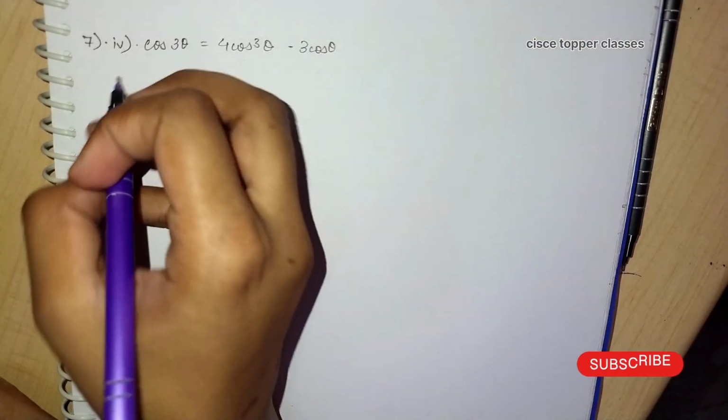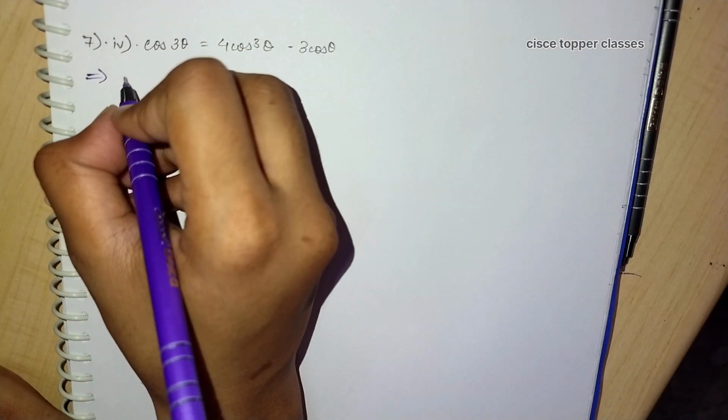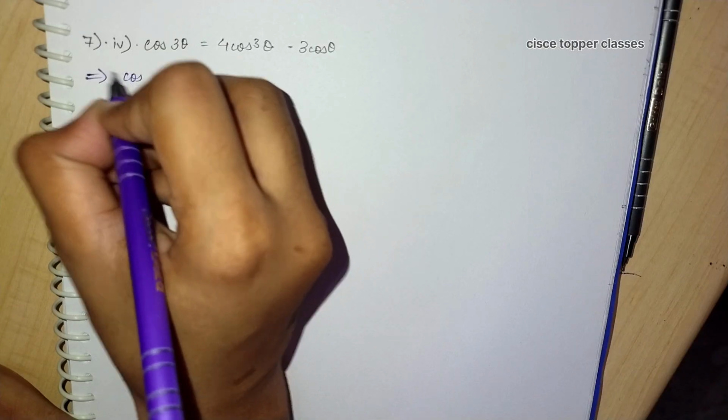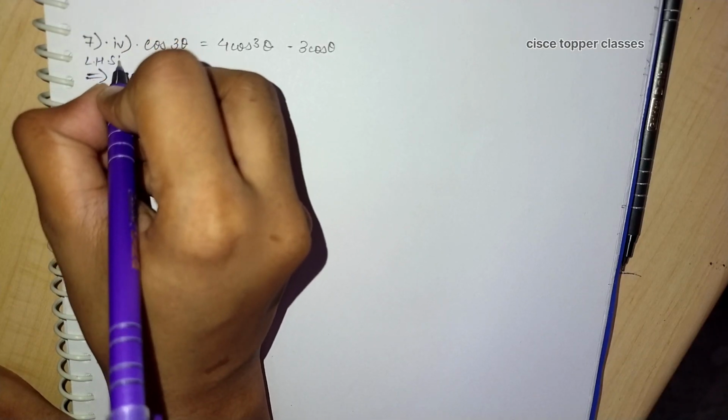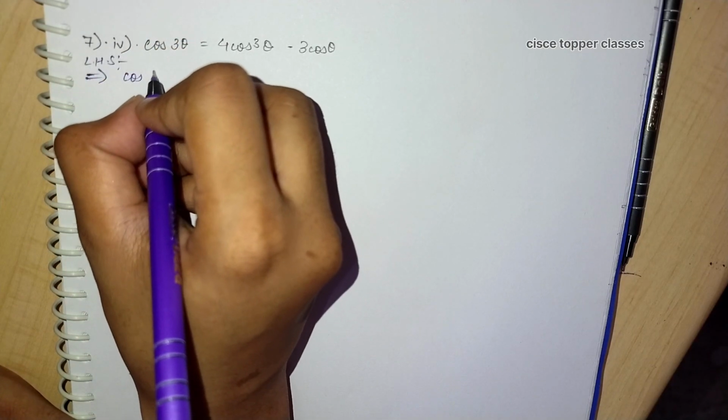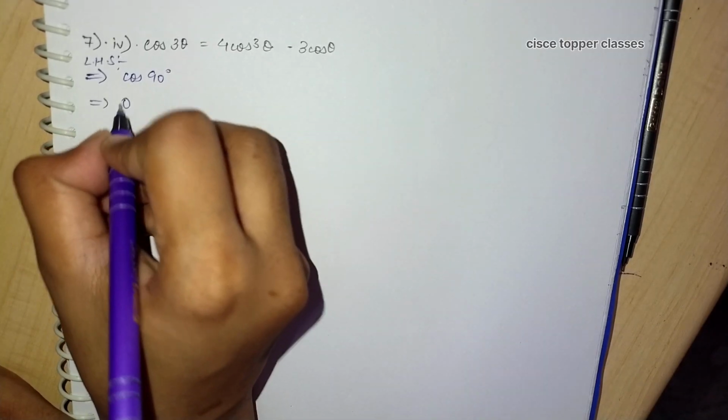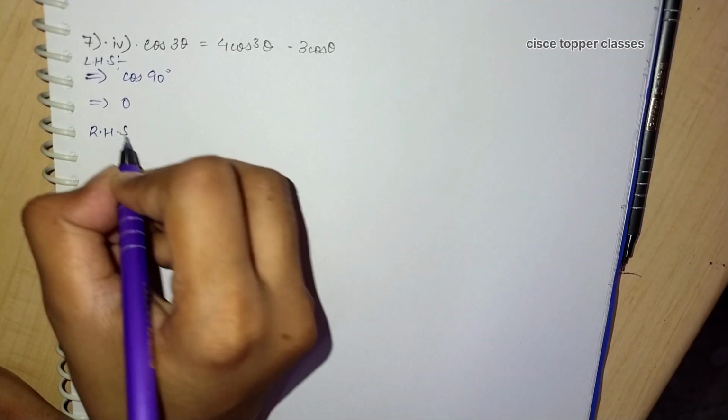Let's solve question number 7, fourth part. So here theta is given to us as 30 degrees. So we can write in the LHS part cos 3 theta will be cos 90 degrees here, which is equal to 0. So in the RHS part we will have to compare here.